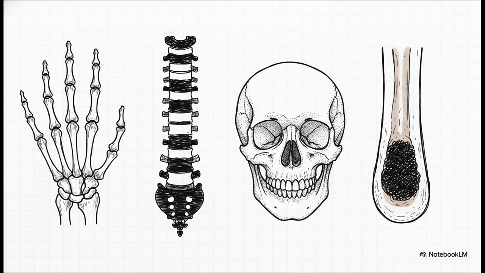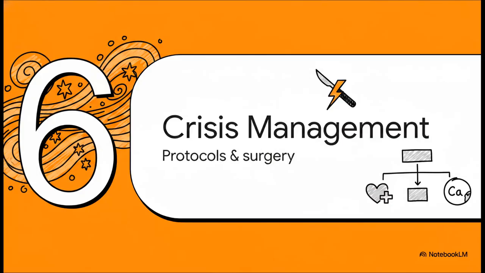Moving centrally, you will see the classic rugger jersey spine and the salt and pepper skull. You'll note acral osteolysis and endosteal scalloping. Finally, the disease culminates in osteitis fibrosa cystica and those classic brown tumors, which, by the way, are not true neoplasms, but rather hemorrhagic, osteoclast-driven masses of debris. And finally, Section 6, Crisis Management and Surgery.